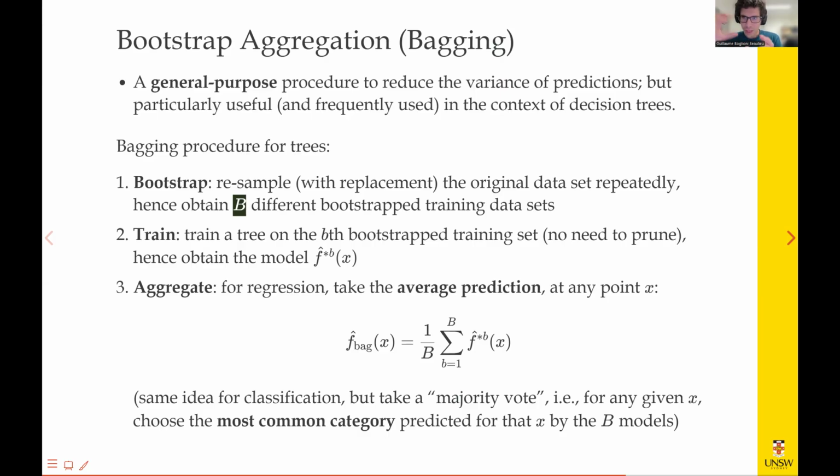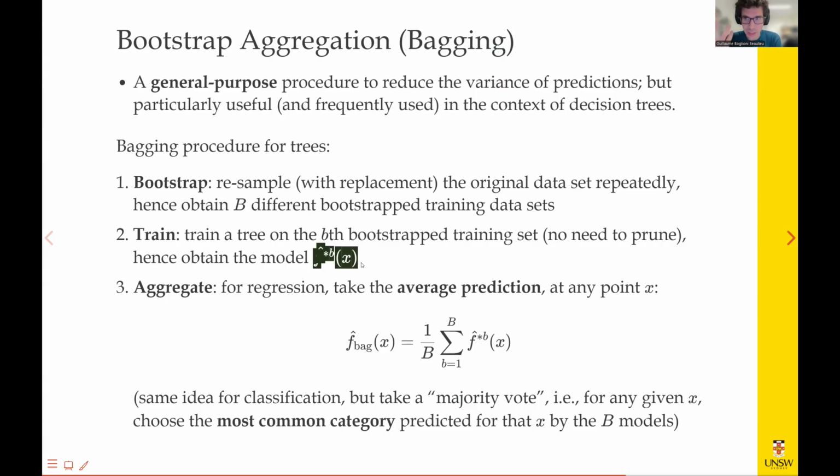Once you have many resamples of your initial data, you train a single tree on each of those data sets. On the b-th bootstrap training set, you obtain a tree, and you don't have the concern to prune it. It doesn't matter if this tree is very deep, because you're going to average out many trees. There's no specific benefit in pruning. So you train tree 1 on sample 1, tree 2 on sample 2, and so on. You get different models, basically one tree per bootstrap sample.